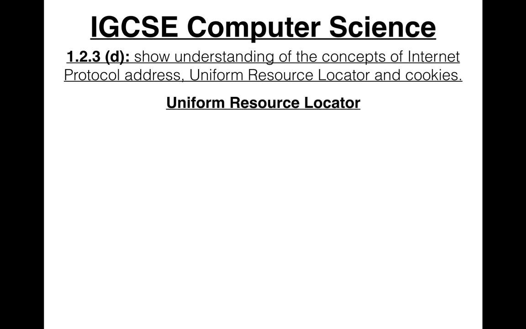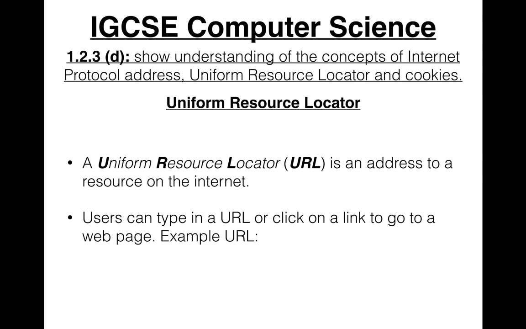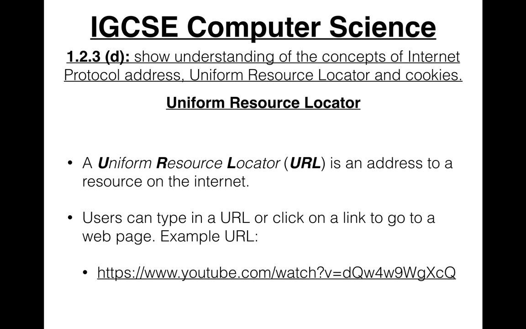Then we get Uniform Resource Locator. A URL is an address to a resource on the internet. Users can type this in or click on a link, like Google, to go to a web page. For example, this is a URL. I'm not going to tell you what video this is from on YouTube. You're just going to have to find that out yourself.